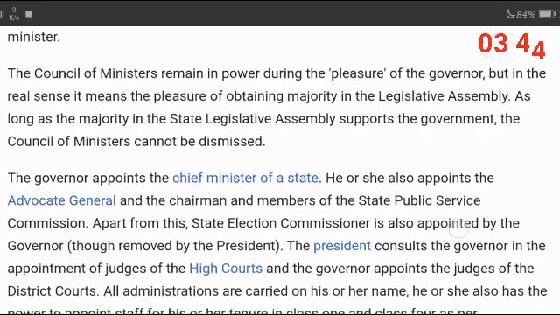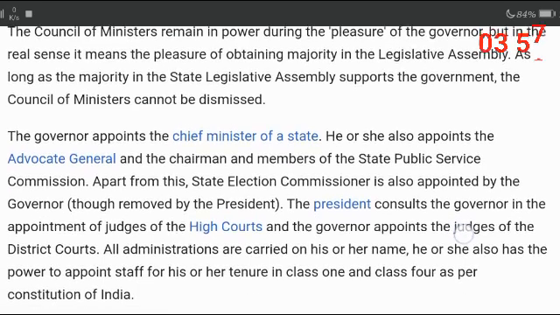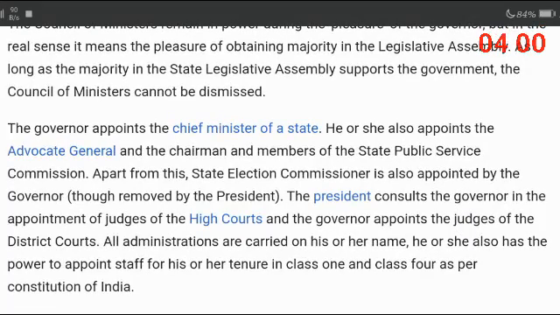The governor appoints the chief minister of a state. He or she also appoints the advocate general and the chairman and members of the state public service commission. Apart from this, the state election commissioner is also appointed by the governor, though removed by the president. The president consults the governor in the appointment of judges of the high courts and the governor appoints the judges of the district courts. All administrations are carried on his or her name. He or she also has the power to appoint staff for his or her tenure in Class 1 and Class 4 as per Constitution of India.